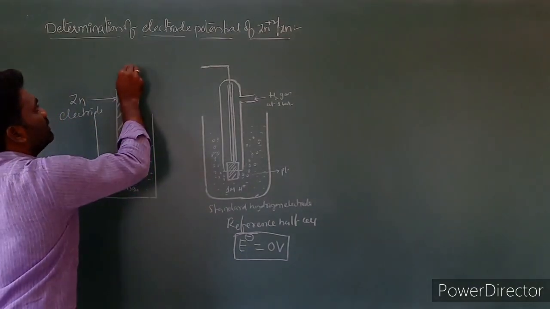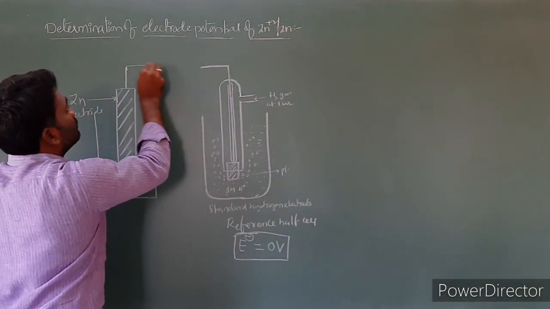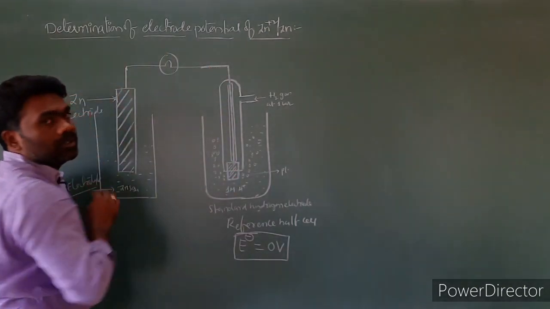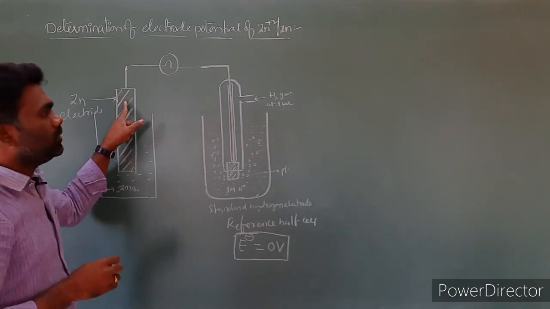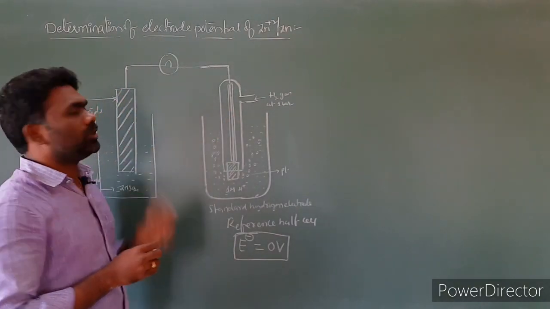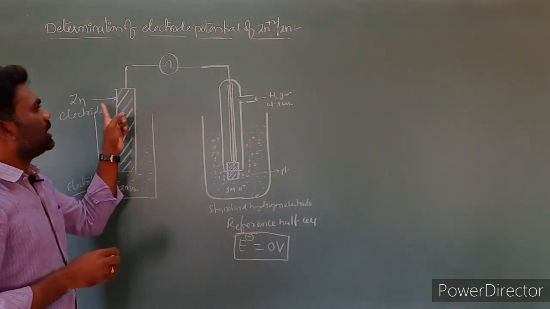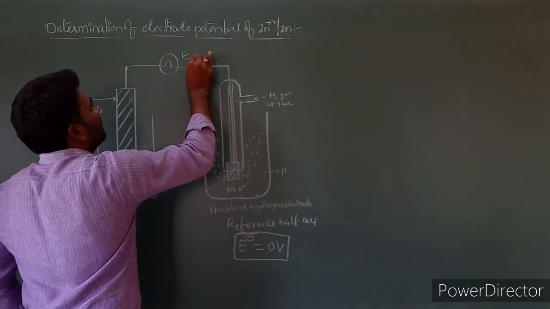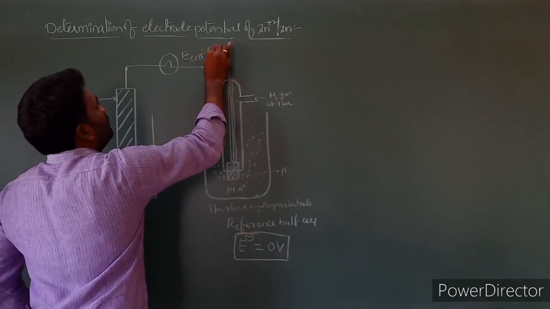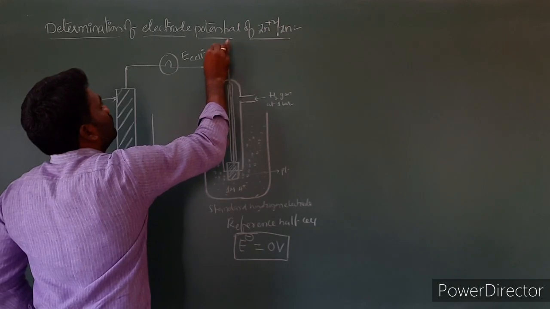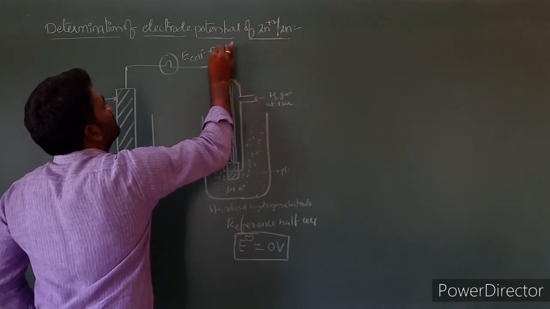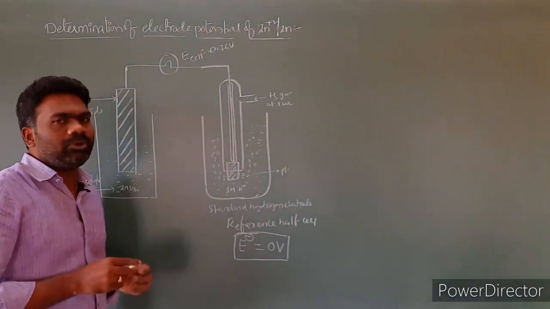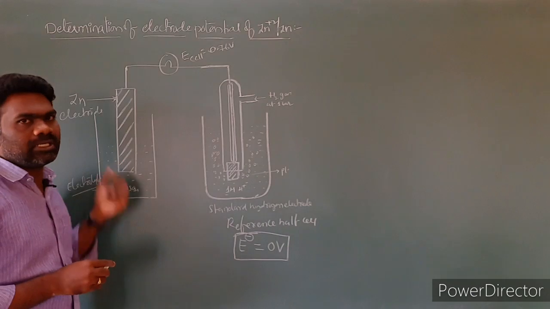The zinc rod is connected by a wire through a voltmeter to the hydrogen electrode. So we connected the zinc electrode to the hydrogen electrode through a voltmeter. When we connected them, the cell potential E cell is found to be 0.76 volts. So from this we are able to find out the electrode potential of this zinc electrode.